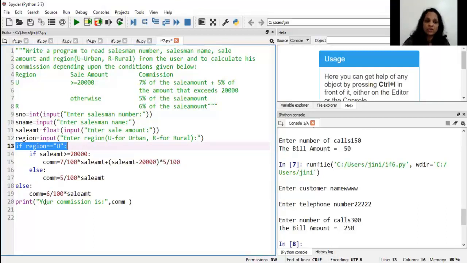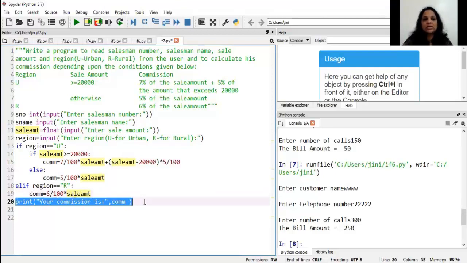You could have written, instead of an else, elif region equals R. So if it's R, then I do commission is equal to this. But in this scenario, just mind you that suppose he enters anything other than R or U, then it doesn't do the ifs, but it comes to this line and says print your commission is, and that wouldn't make sense, right?